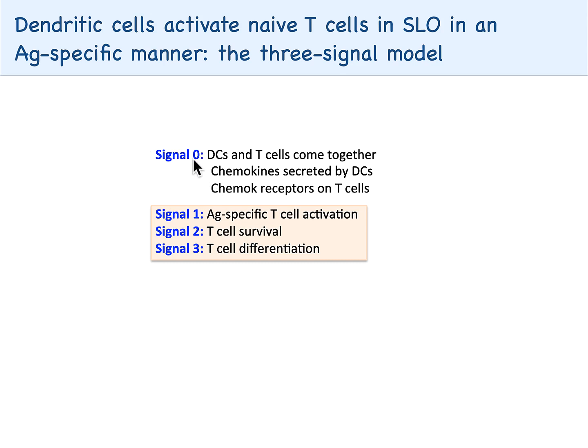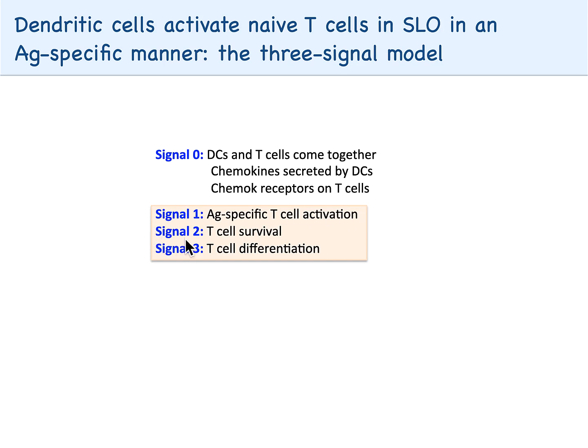So in the signal 0, both the dendritic cells presenting the specific antigen and the T cells that are specific for that particular MHC peptide complex come together. And they do so because there are chemokines that are secreted by the dendritic cell that attract the T cells via the chemokine receptor expression on those T cells. Once they interact, there is a signal 1, the antigen-specific T cell activation. So this is when the T cell gets activated in an antigen-specific manner.